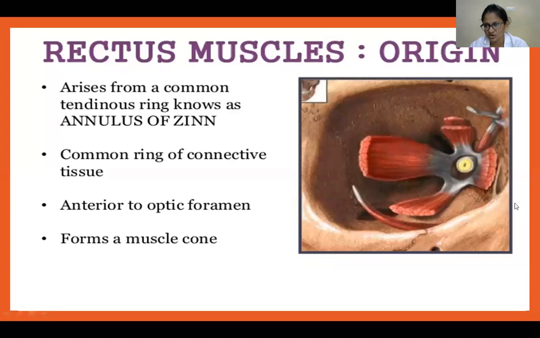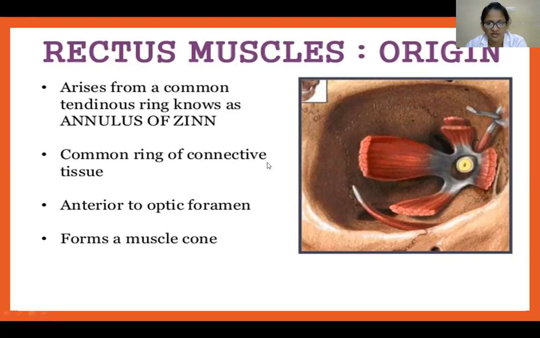This is the origin of the rectus muscles. All these muscles take origin from the common tendinous ring or fibrous ring, called the annulus of Zinn. It is an important 2 marks question. The corresponding margins of this fibrous ring give attachment to the rectus muscles: superior rectus above, inferior rectus below, medial rectus medially, whereas lateral rectus laterally to the fibrous ring.